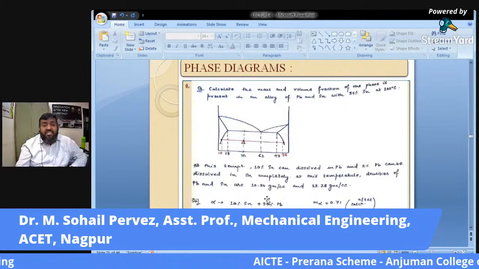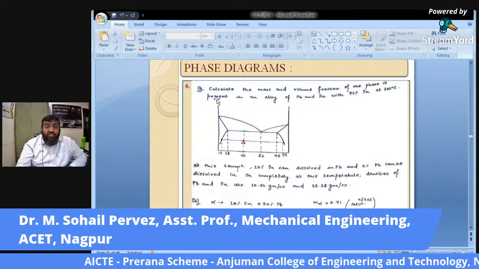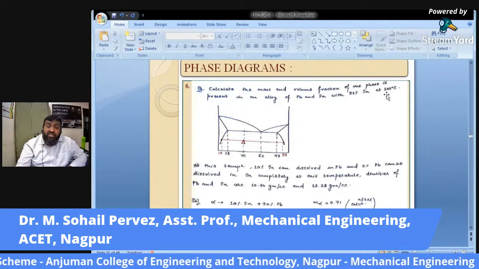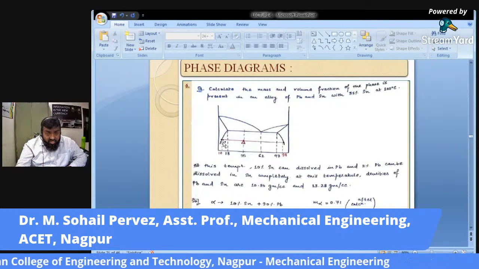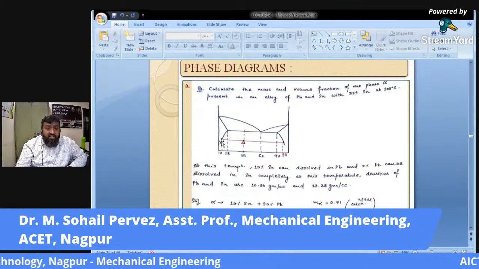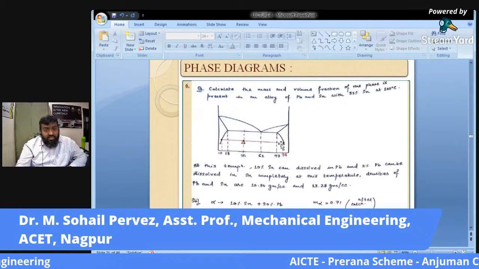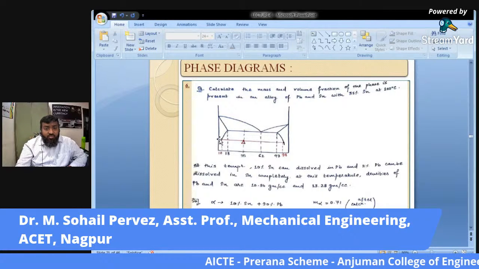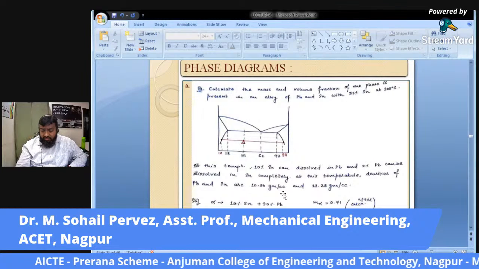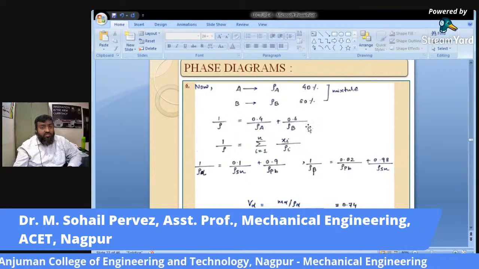But since densities are given, calculate the mass and volume fraction of the phases present in an alloy of Pb-Sn with 35% Sn at 100 degrees. This is the 100 degree line. When I say 100 degree line, it will cut the alpha and beta curves, that is the solidus curve, at this point, and the percentage composition will be got from the phase diagram itself. So you will be using densities and these formulas for this.